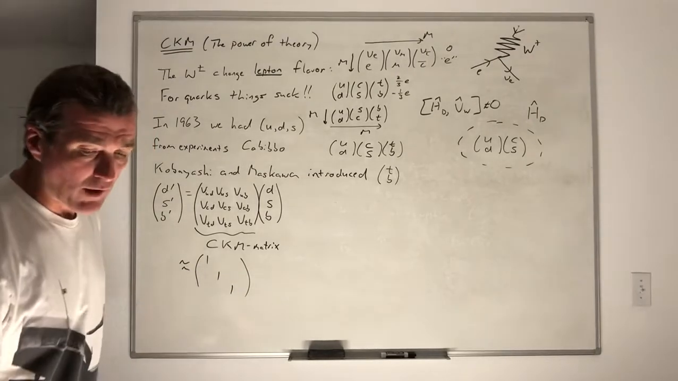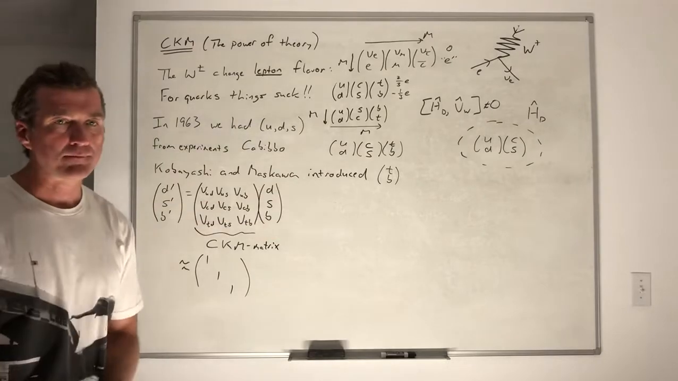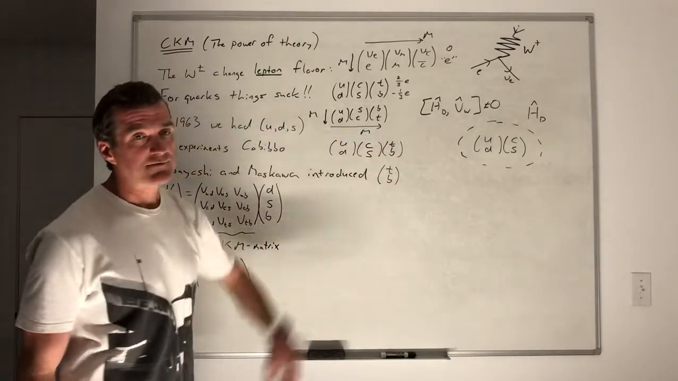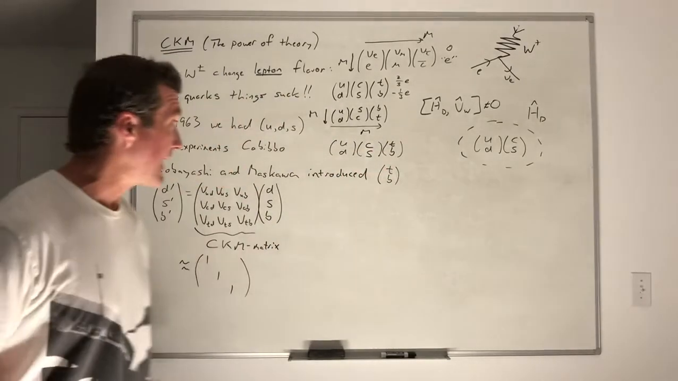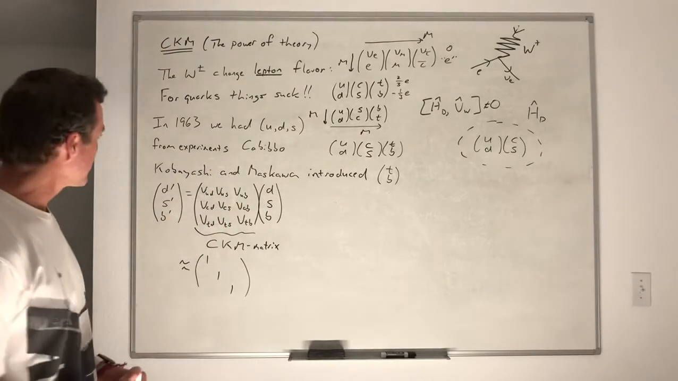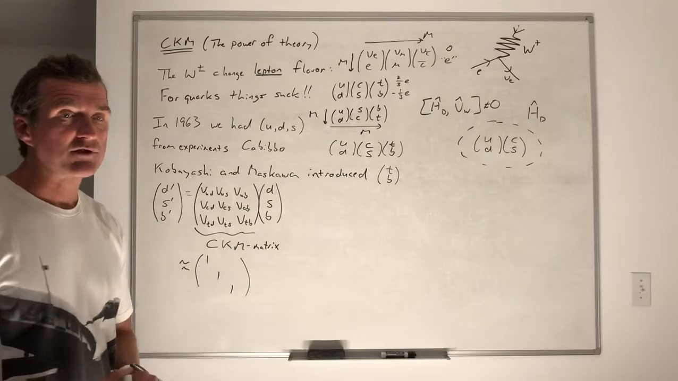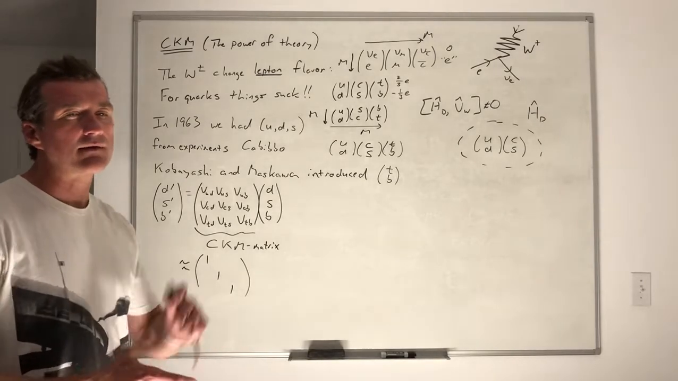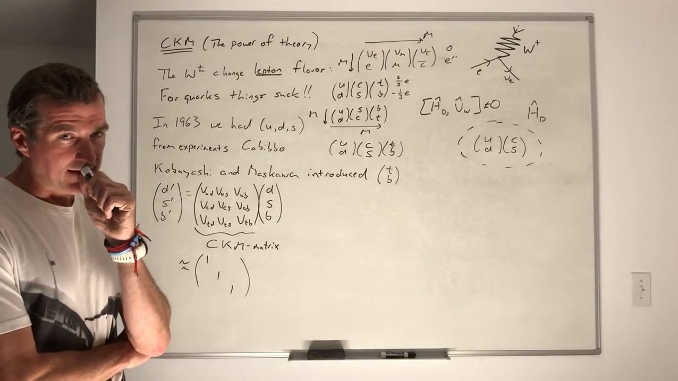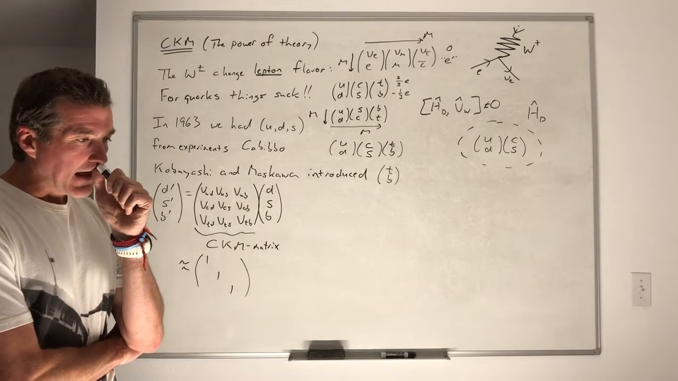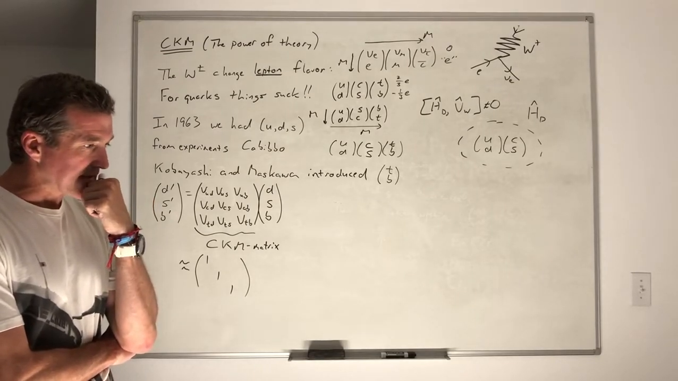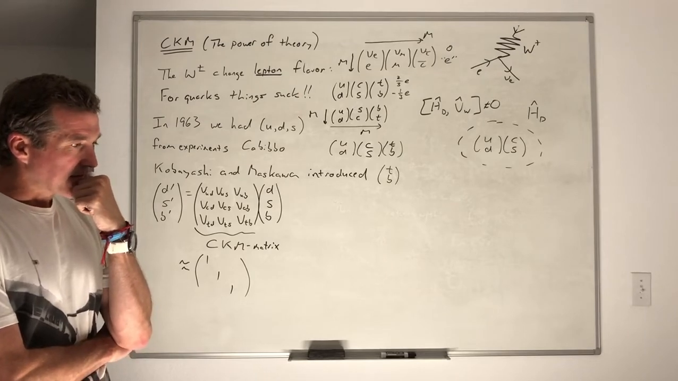Now, you might wonder, why the hell did Kobayashi and Maskawa introduce this? I mean, they were conjecturing the existence of two particles that had never been seen. They hadn't even seen the C yet. And then they go ahead and introduce this interesting 3x3 matrix, which is mixing all of these generations together. Where the hell did they get the impulse to do that? Any idea? Acid. Yeah, probably acid. But I'm just making that up.